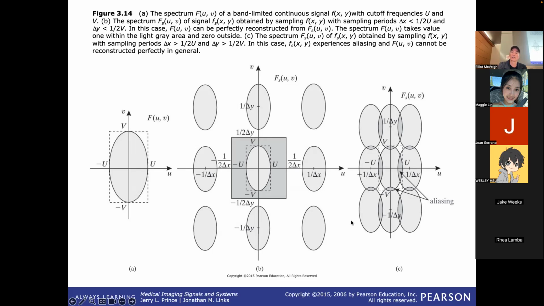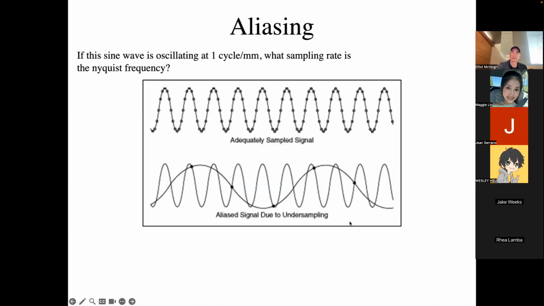Undersampling, they're all going to start overlapping, right? So just as a gestalt, if I'm looking at this sine wave and saying, well, what is the frequency, just in raw numbers, that I need to sample this sine wave adequately, right? So let's say that it's oscillating at 1 cycle per millimeter. So as I go through a millimeter, it makes 1 cycle here, right? And so where should I sample this thing to make sure that I'm adequately sampled, do you think?